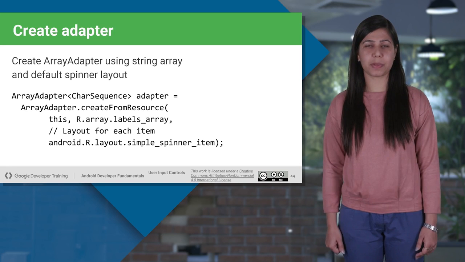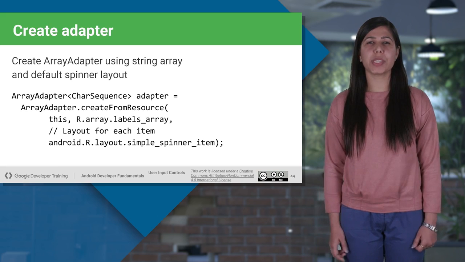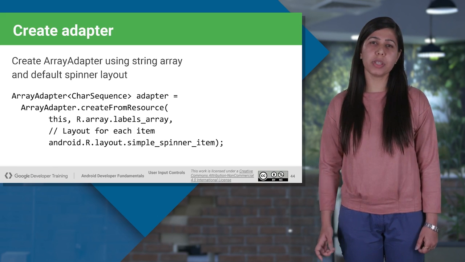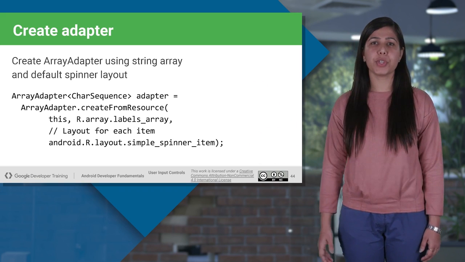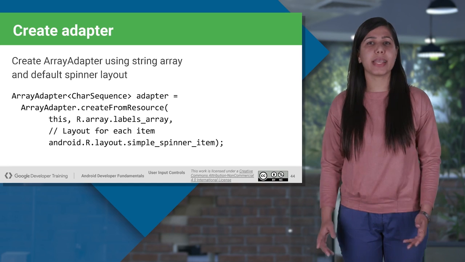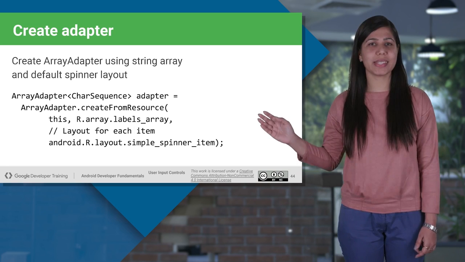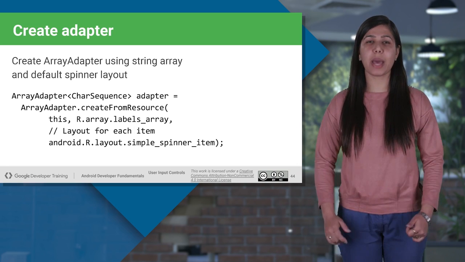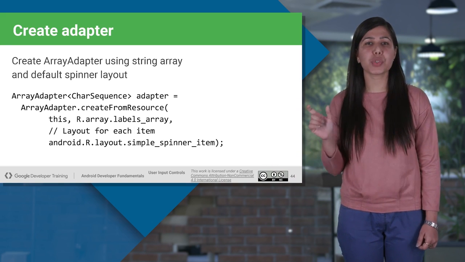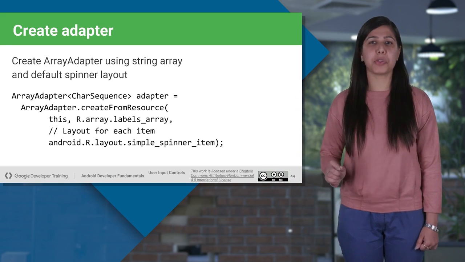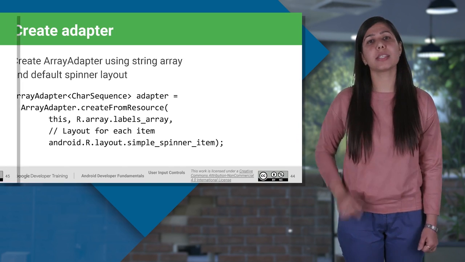Now, the fifth step, create the adapter. We create an adapter using an array and the default spinner layout. This is how we initialize a new array adapter using a constructor to specify the layout for each string and the string array. Here you can see the first argument is the application context. The second argument is the layout defined for each string in the array. The final argument is an array of strings which will be populated in the spinner.